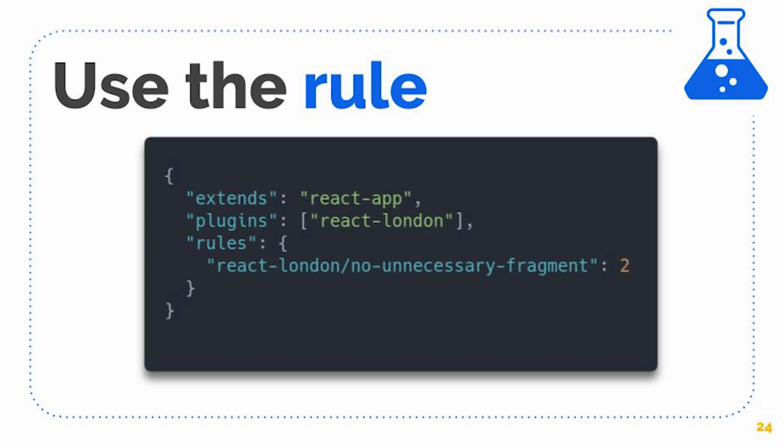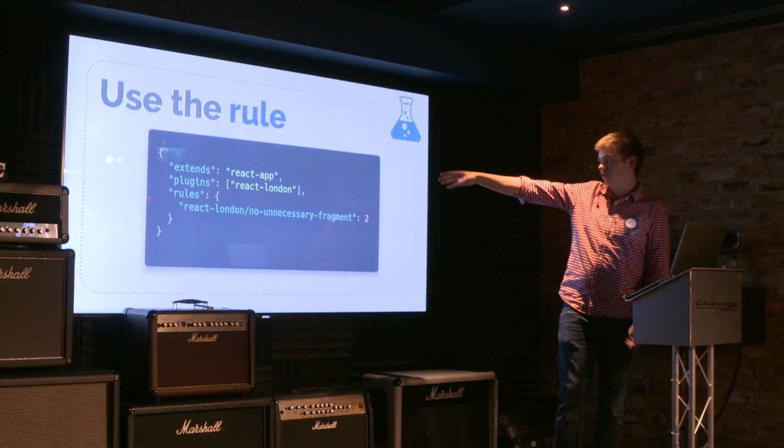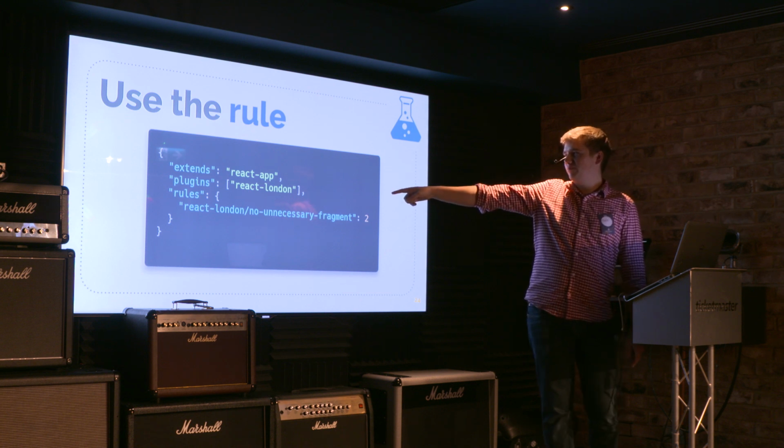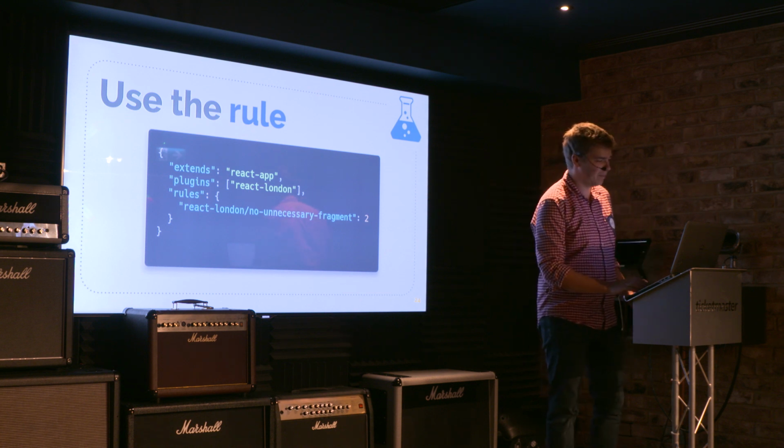0 is accept, 1 is warn. We can leave off "eslint-plugin" from the start of the plugin name, so I've just gone for react-london. And you just have to make sure you include the plugin name as the start of the rule name.